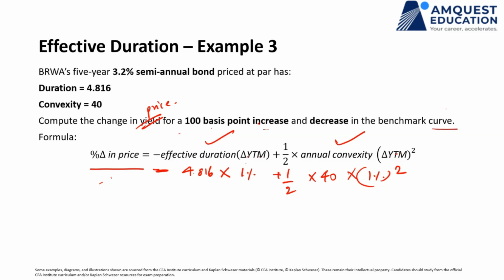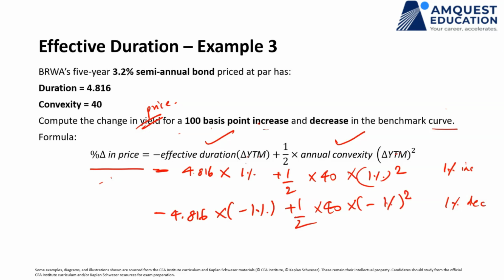And this is for a 1% increase. If you're going to do a 1% decrease, nothing changes barring the sign. This will be minus 1%. Simple. Just put that minus 1% because your change is minus 1%. Yields are decreasing. And you will get to know how much is the effective change in the price of the bond. So the equation is fairly important from an exam perspective to estimate the change in price of a bond.